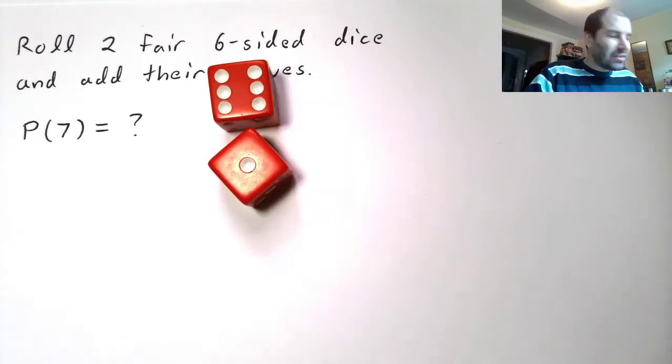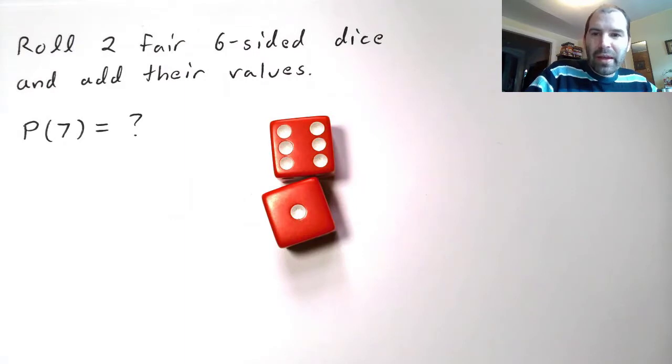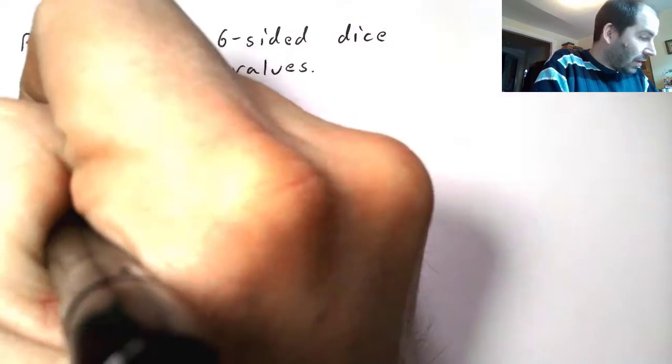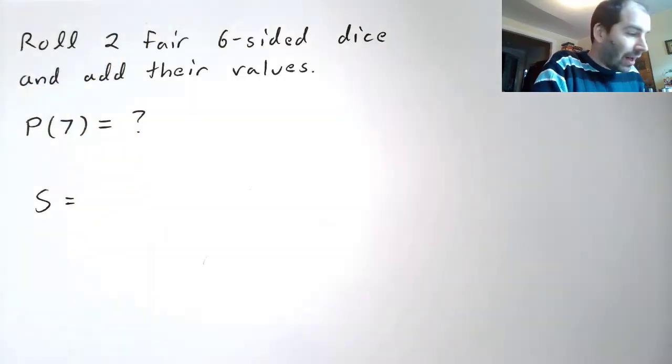So, in this video, we're asking the question, if we roll two fair six-sided dice and add their values, what's the probability of rolling a 7? Well, we discussed this problem in a previous video, and we talked about how a naive approach gives you the wrong answer. The naive approach would be to list the sample space as follows. Here's our sample space, all possible outcomes.